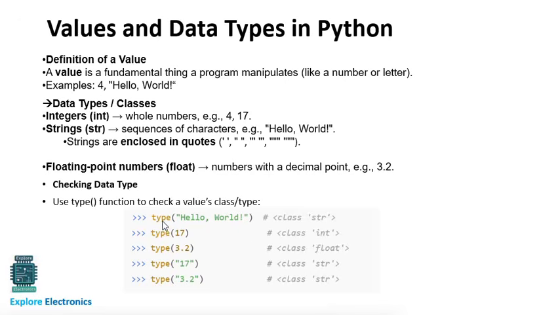Here, you have to write the type, which is class string. This is ignored by the Python interpreter, just for humans to understand. Got it? Hello world is a string data type. 17 is a whole number, that's why it is an integer, int. And 3.2 is a float. And 17 within double quotes, that's why it is a string. You have to be very careful with it. And 3.2 in double quotes, that's why it is a string. Understood what are all the data types and values, and how you can assign the values to the data types.